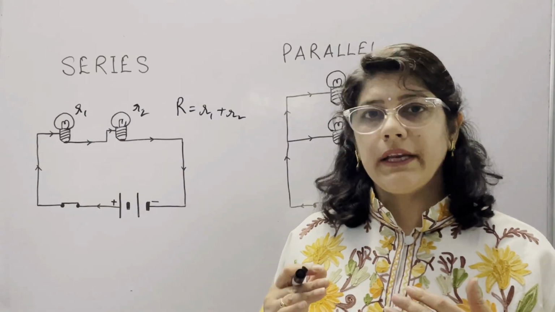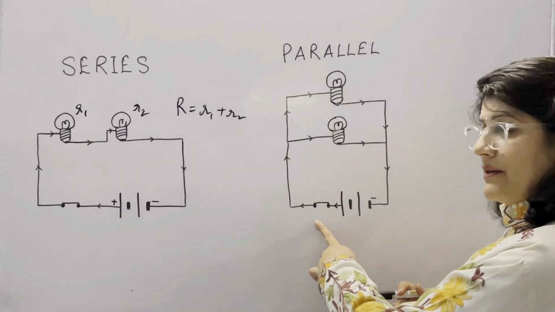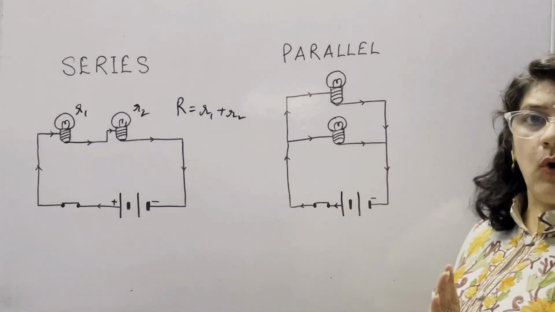When the resistances are connected in such a way that they are connected to the common positive terminal of the battery and the common negative terminal of the battery, then they are said to be in parallel combination.